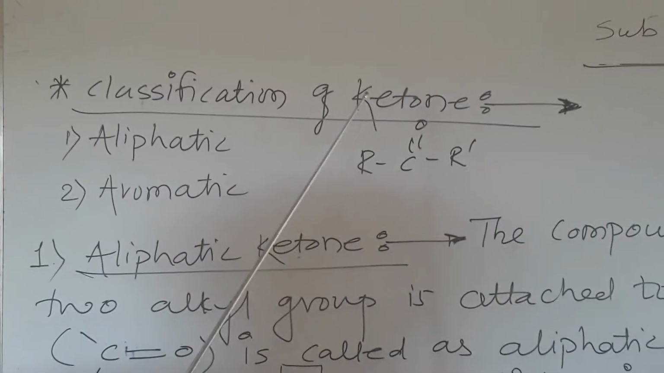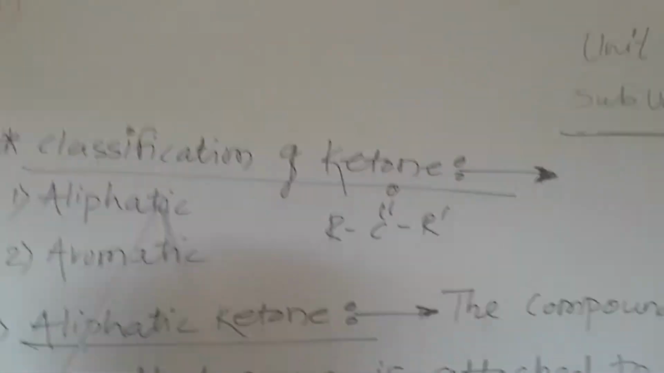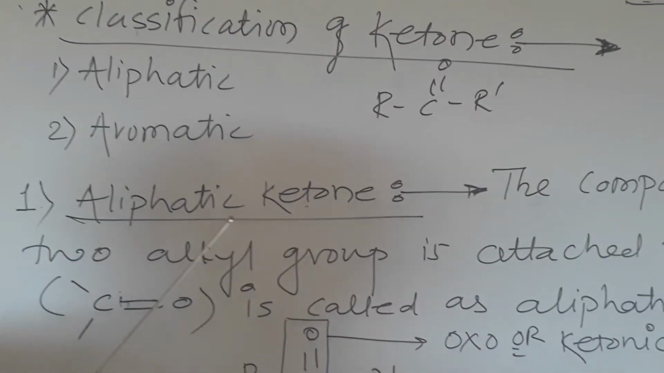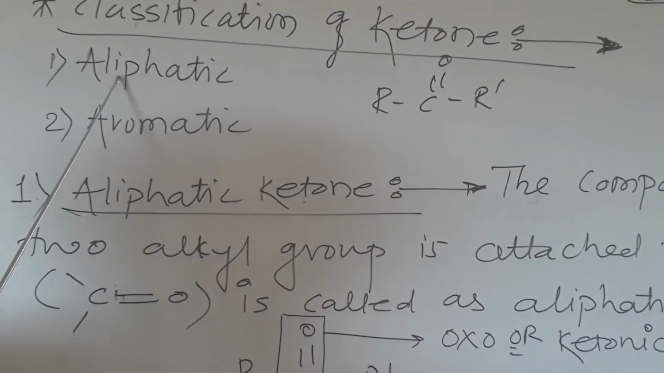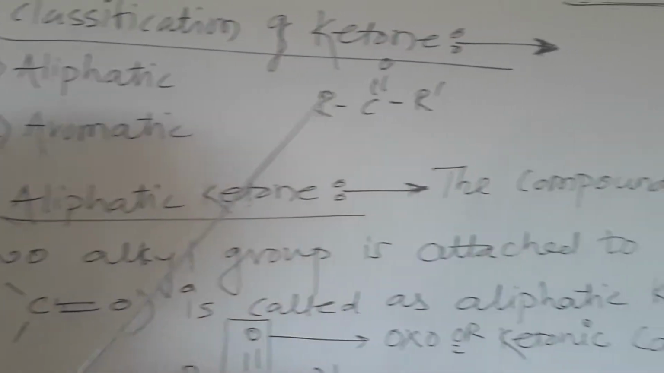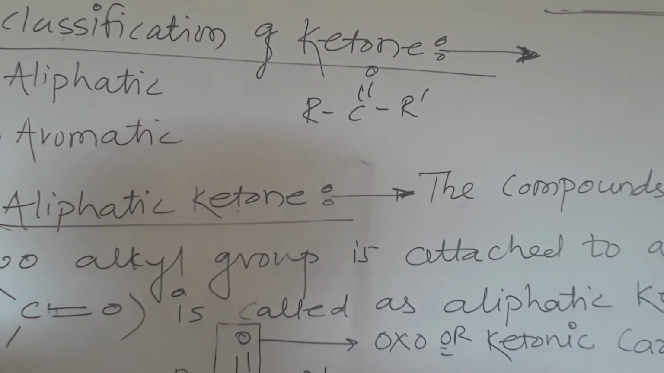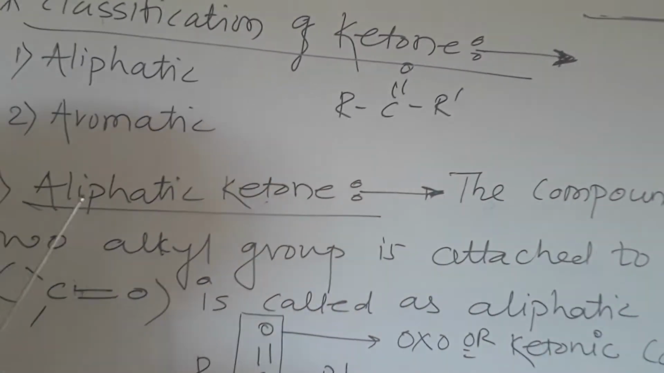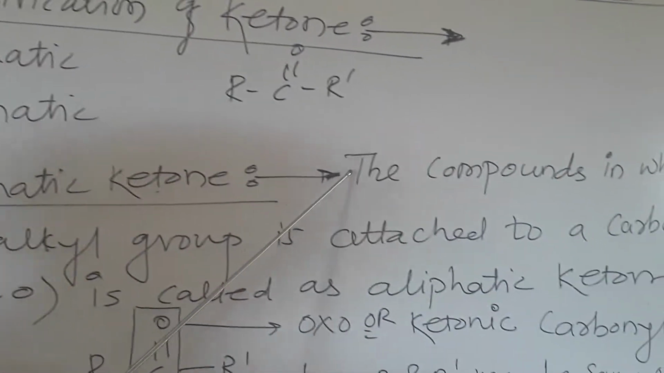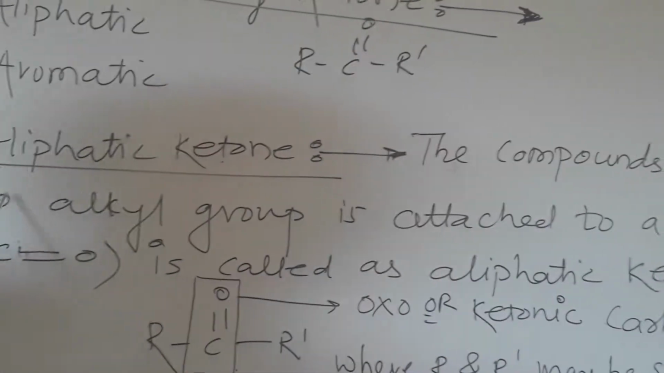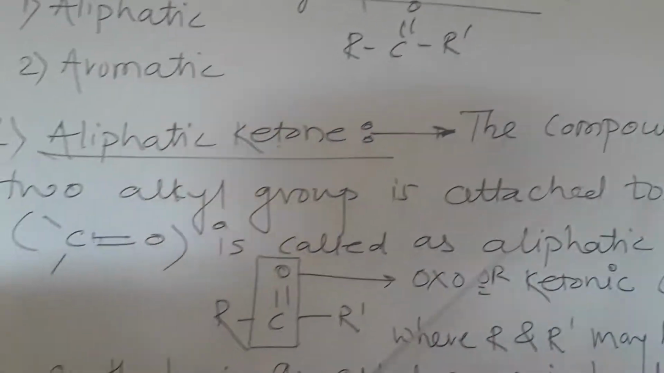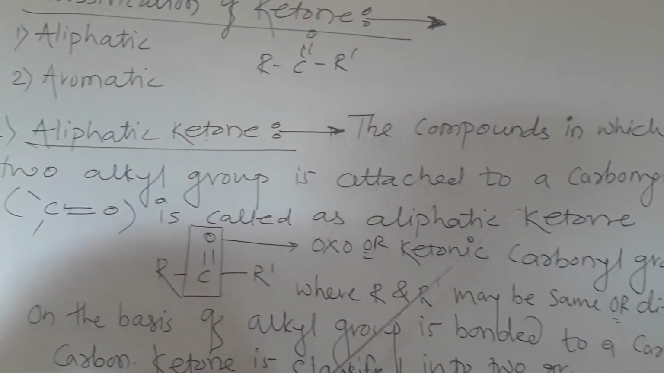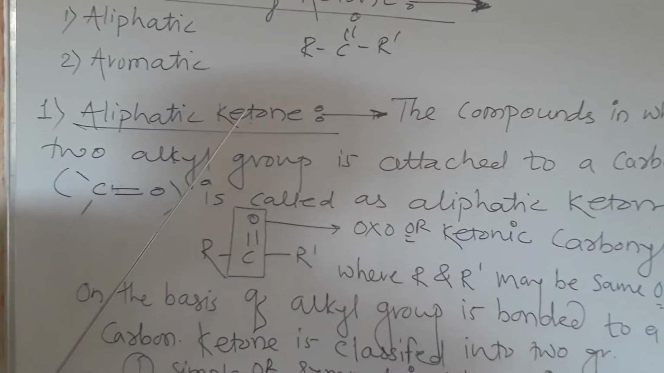Ketones may be classified into two groups, that is aliphatic and aromatic compounds. First of all, we discuss the aliphatic ketone. You know very well that the functional group of ketone is R-C double bond O-R dash. The aliphatic ketones, the compounds in which two alkyl groups are attached to the carbonyl carbon, are called aliphatic ketones.